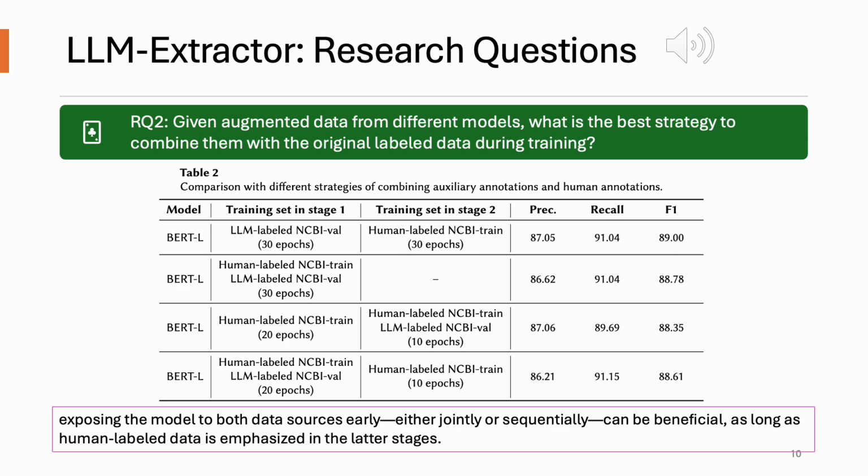But among the strategies, joint training on the NCBI training set and LLM-labeled validation data in stage 1 achieves the highest F1, followed closely by the two-stage fine-tuning strategy that begins with LLM-labeled data and then fine-tunes on the training set. The result suggests that exposing the model to both data sources early, either jointly or sequentially, can be beneficial as long as the human-labeled data is emphasized in the later stage.